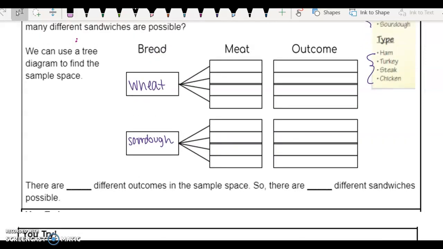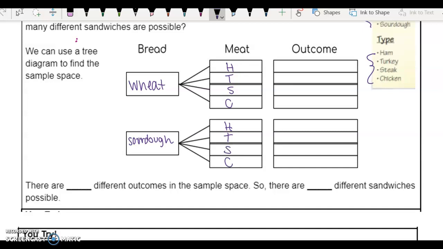Then we need to list out each type of meat, and I'm just going to put the first letter because to write all of that is a lot and it'll take up a lot of your time. So we have ham, we have turkey, we have steak, and we have chicken. And if we choose sourdough bread, we have, again, ham, turkey, steak, or chicken.